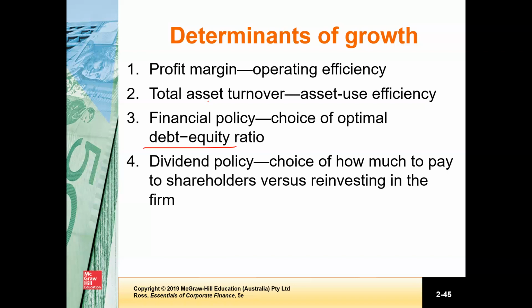And last of all is dividend policy. Dividend policy relates to the choice of how much you pay to your shareholders as dividend. A decrease in the percentage of profit for the period paid out as dividend will increase the retention ratio. We discussed this point earlier. And this increases internally generated equity and thus increases internal and sustainable growth.